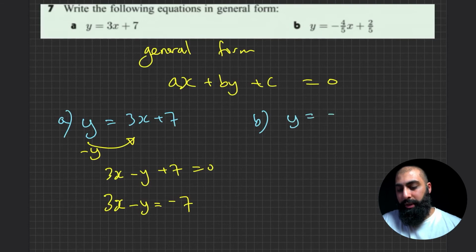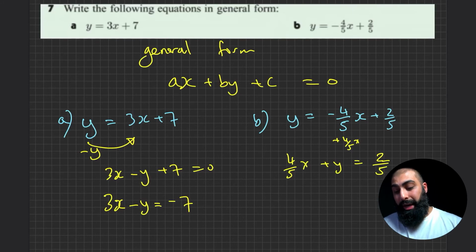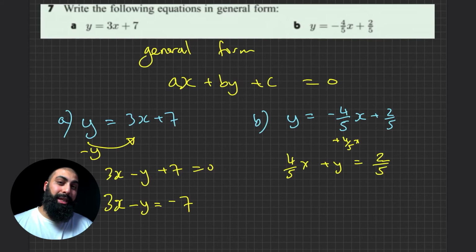For part B, we're going to do a similar thing. y is equal to -4/5x plus 2/5. Now I want my x to be positive, so I'm going to move it to the other side. Okay, so I will plus 4/5 x on both sides. So that will give me 4/5 x plus y is equal to 2/5. But I don't want it to be a fraction. I need the coefficient of x to be an integer, a whole number. So what I'm going to do is multiply everything by 5.